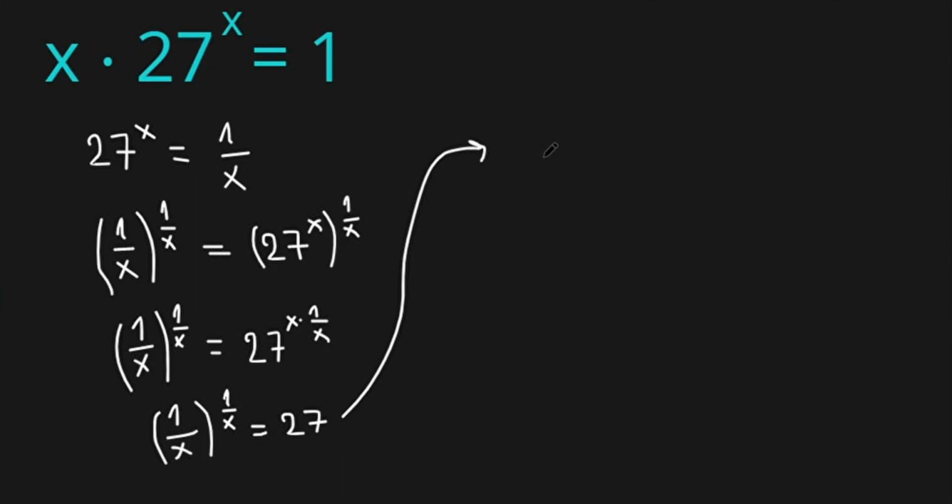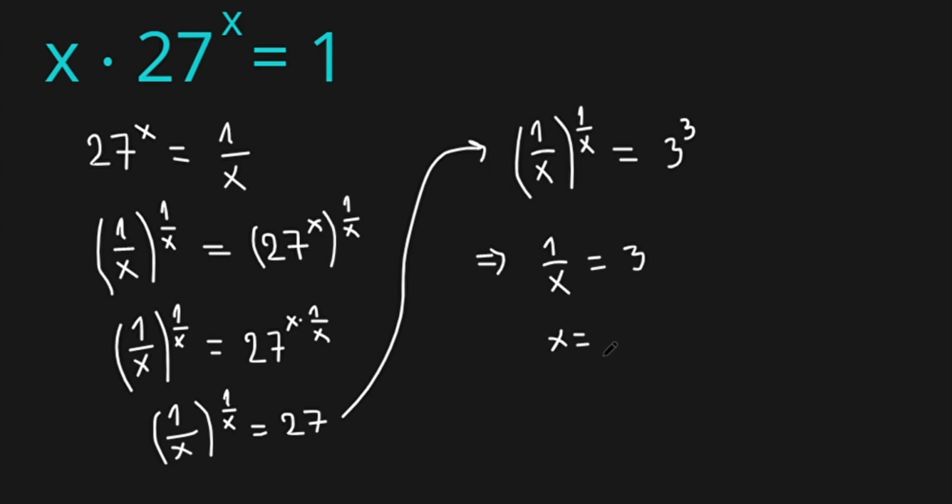Okay, so what do we have now? 1 over x to the power of 1 over x is equal to 27. It can be written as 3 to the power of 3. So this means 1 over x is equal to 3, and this means x is equal to 1 over 3. And this is the only solution.